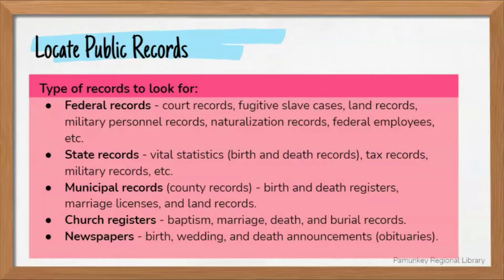If you happen to know where your family went to church, or if you still live near where your family went to church, a lot of churches keep these records. So baptism records, marriage, death, and burial records. And then newspapers. A lot of newspapers have free archives. A lot of newspapers have digital archives where you can look for birth, wedding, and death announcements, things that would be in a newspaper.